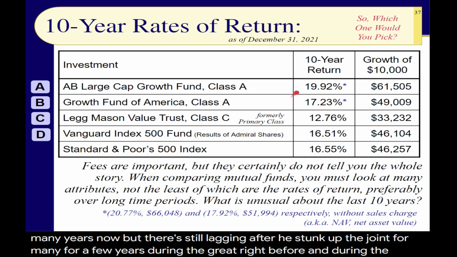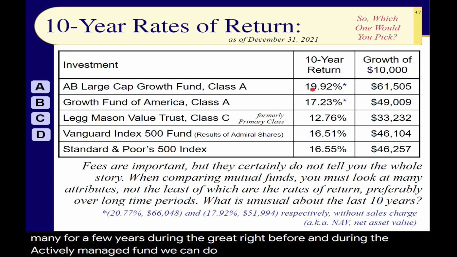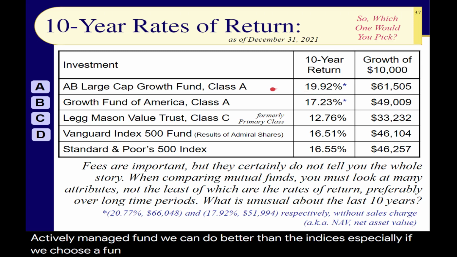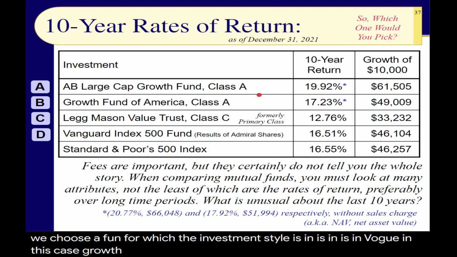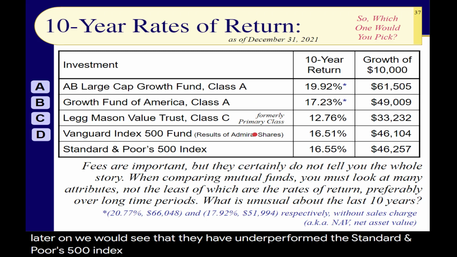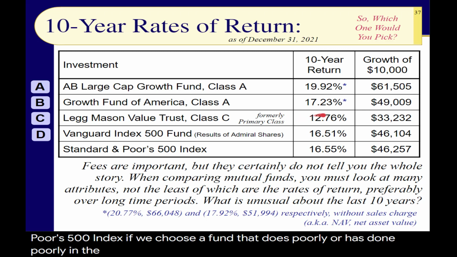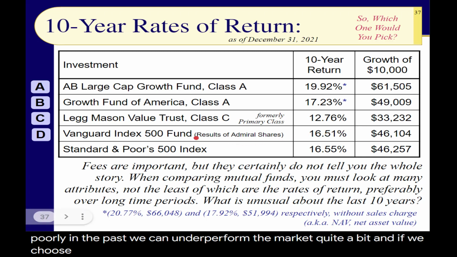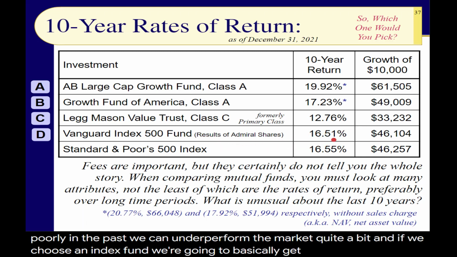So with an actively managed fund, we can do better than the indices, especially if we choose a fund for which the investment style is in vogue, in this case, growth. If we had looked at value funds, and we'll discuss those later on, we would see that they have underperformed the Standard & Poor's 500 Index. If we choose a fund that has done poorly in the past, we can underperform the market quite a bit. And if we choose an index fund, we're going to basically get what the market gives us.